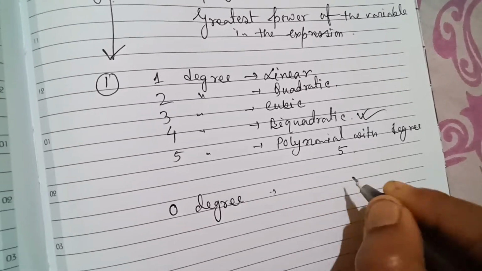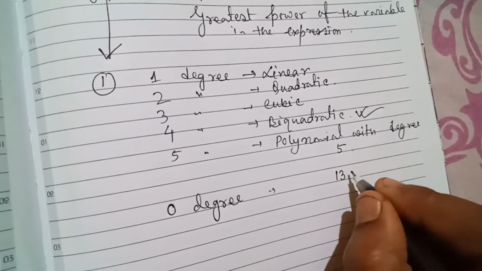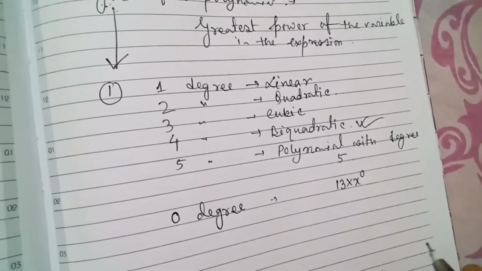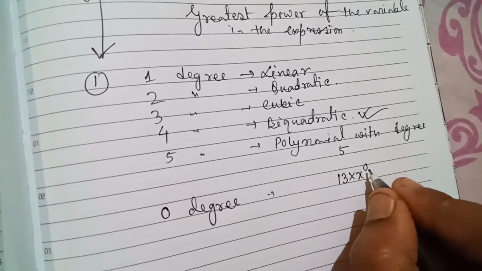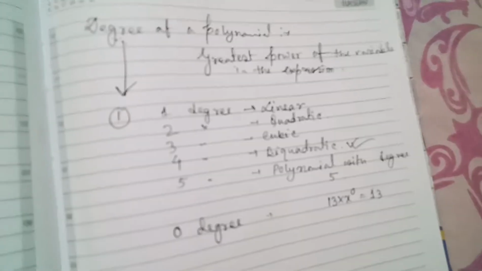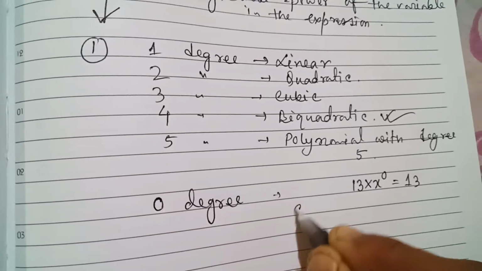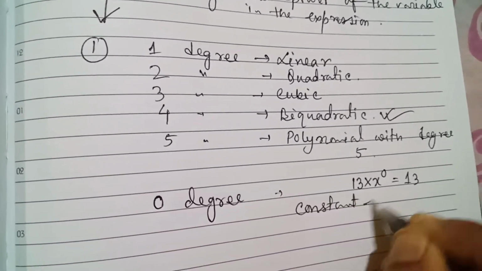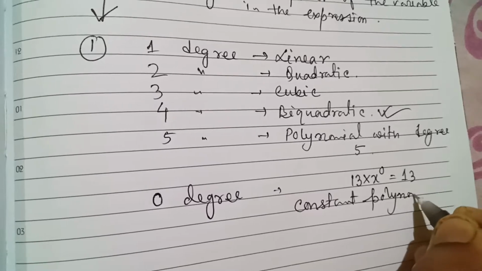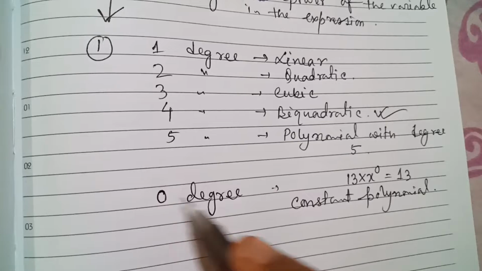0 degree means, suppose we have only the number 13. So 13 can be written as 13 into x to the power 0. So it has the degree 0. So what will it be called, what is its name? Its name is constant polynomial. So this is called constant polynomial. That means it is having 0 degree.